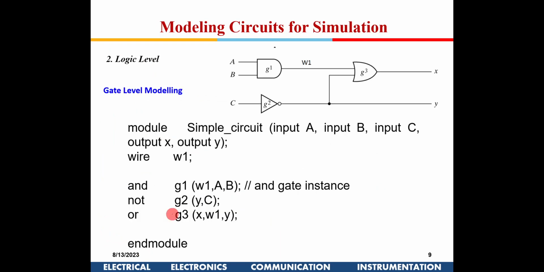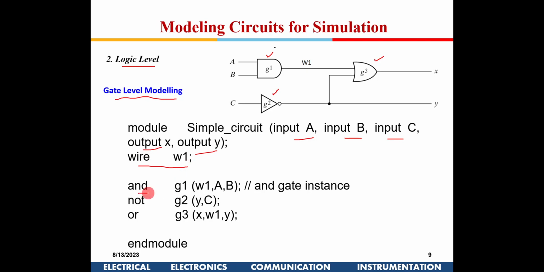Or I can go one level deeper. These are the various models, and you go step by step. Then I can do it at gate level modeling or logic level, where I will specify the gates which are there. Again for this simple circuit, I specify the inputs A, B, C, and this is the output. In between is the interconnection, which is not available as an input or an output, so I declare that as a wire.